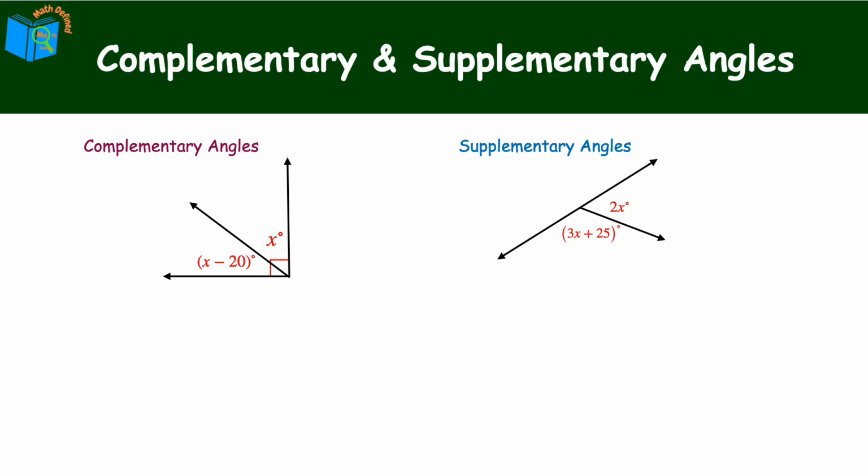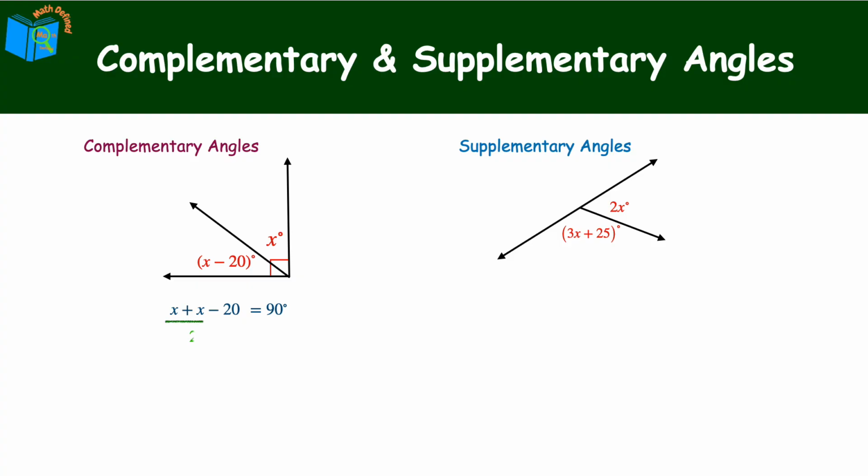Now let's find the angle measures for these complementary and supplementary angles. We'll start with the first diagram, complementary angles. These two adjacent angles form a right angle, so they're complementary. Their measures add up to 90 degrees. We can write an equation to solve for x, where x plus x minus 20 equals 90 degrees. Now we can solve for x.